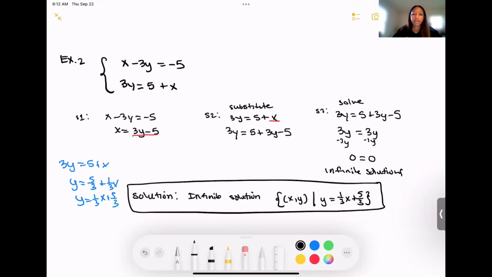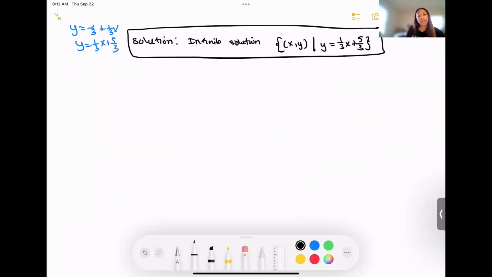All right, I'll pause here really quickly for questions. Any questions? All right, then let's do one more system. Well, we'll actually do 2 more systems.